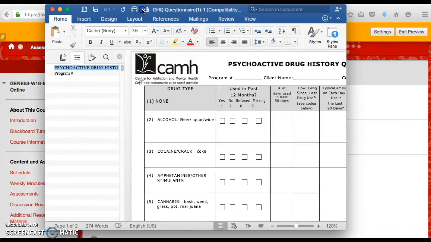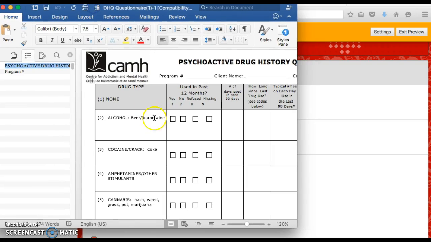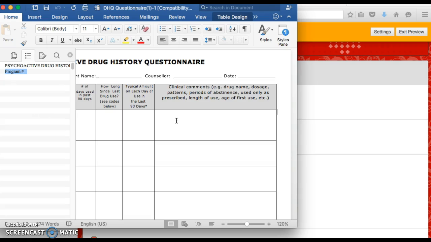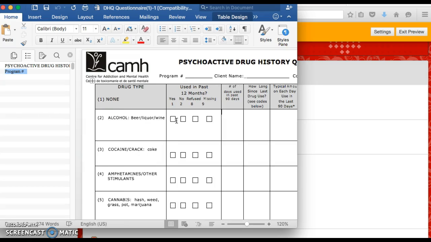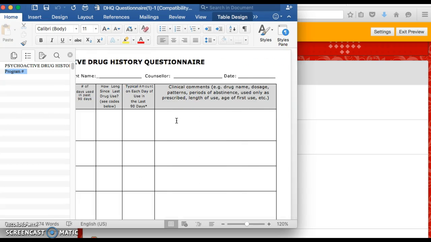I'm not going to do it that way because it won't show it the same. But what you can see here is it asks the questions, and then it asks you to put in clinical comments. So I would type in comments here. If you're saying yes or no, I would just put in a few clinical comments. No, person's never used, or yes, here's what their pattern of use looks like.